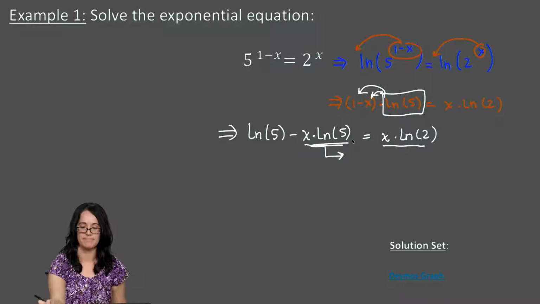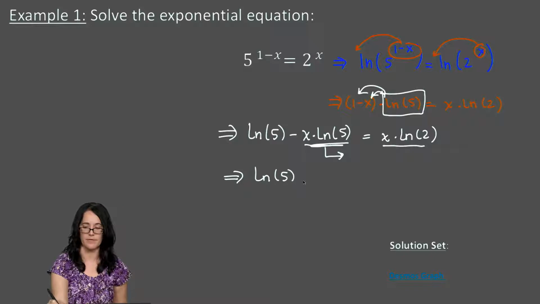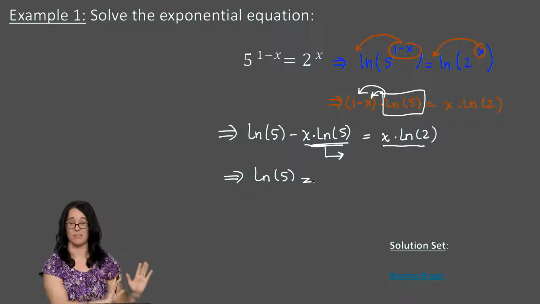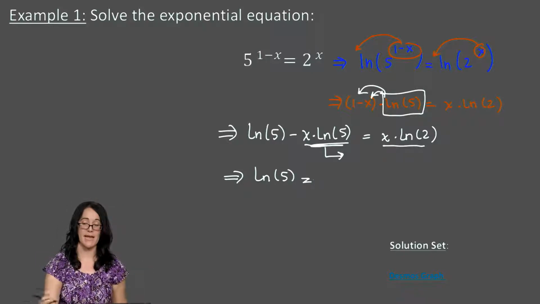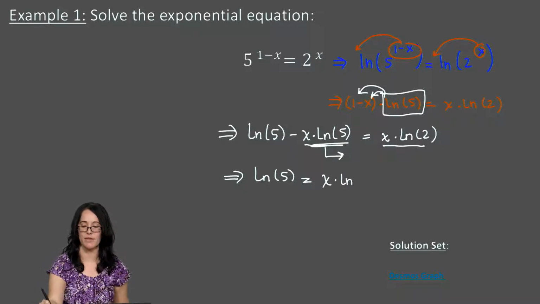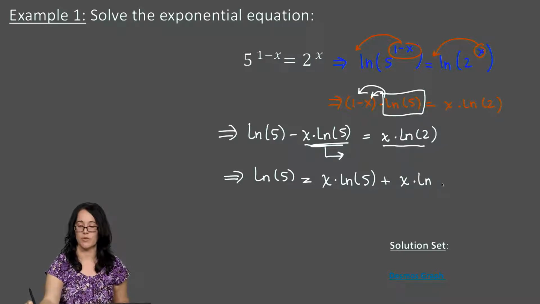Let's not give up. This would become, then, the natural log of 5 on one side, because that didn't have an x, so I'm going to leave it alone. And the terms that did have x, I'm combining. So on the right side, I'll have x times the natural log of 5 is now positive, since I've added it to both sides, plus the positive x that was already here, times the natural log of 2.